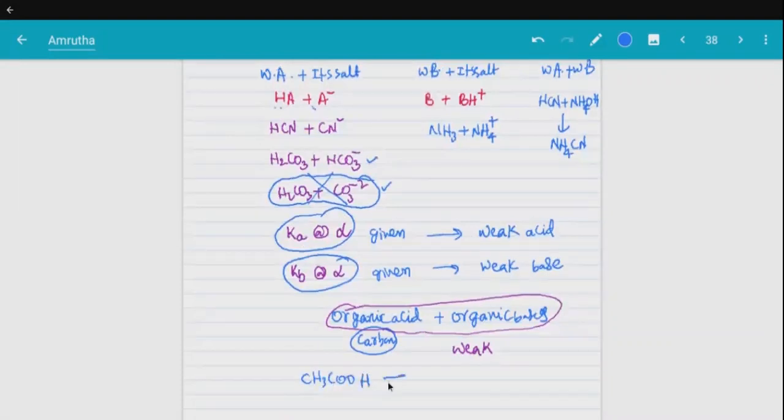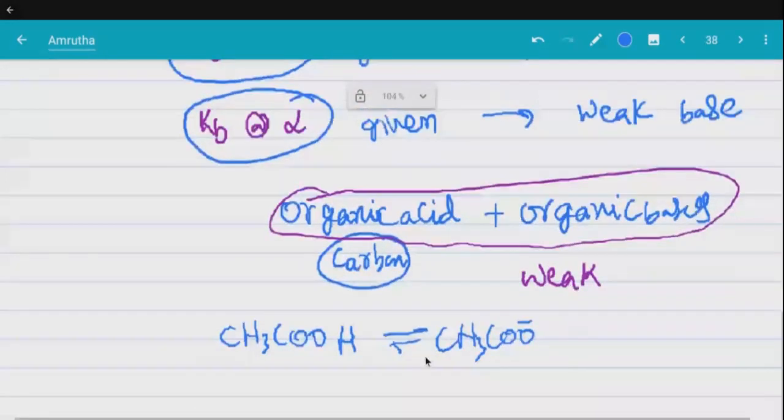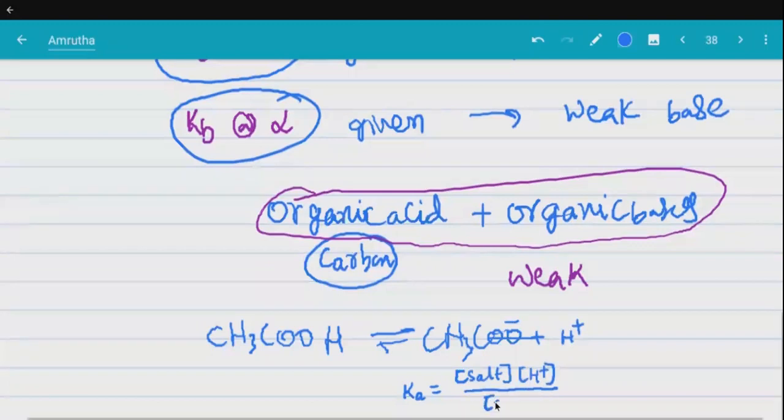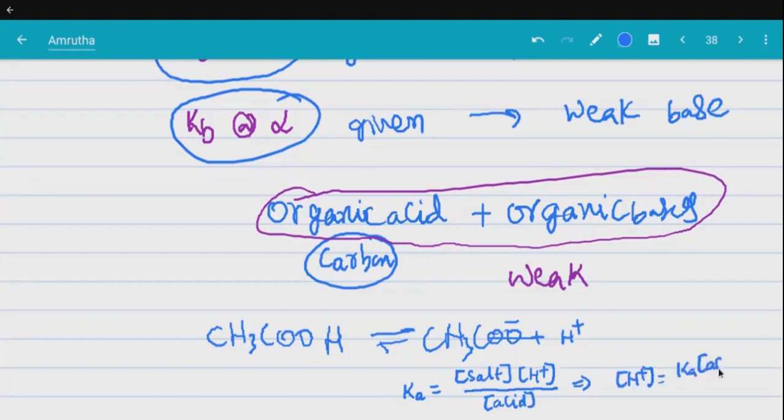Here, CH3COOH. I'm writing the dissociation, plus H plus. So I'm writing the dissociation constant Ka value. It is simply equal to the dissociation constant, right? Acetate ion is on the product side. You see, this is the salt, and there is also H plus, and the acid is on the left side. So this H plus is equal to Ka into acid by salt.